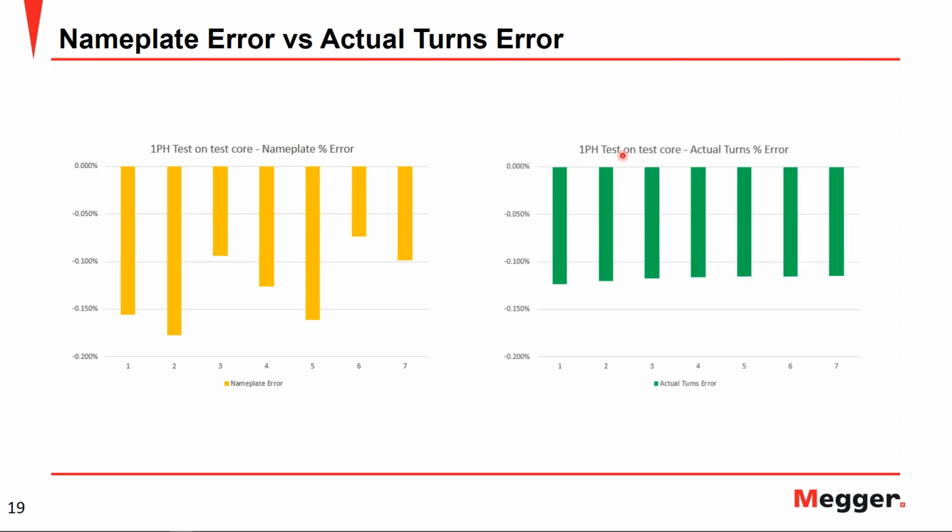If we look at the actual number of turns, we can see that the change in percent error is much, much smaller than what it would be when looking at the nameplate. So just because you see this kind of change in percent error over taps does not indicate a problem with the transformer. It's just that the nameplate percent error is going to deviate more than the actual turns error. And you're not going to have access to this actual turns error. The only people who will have access to this are the transformer manufacturers.